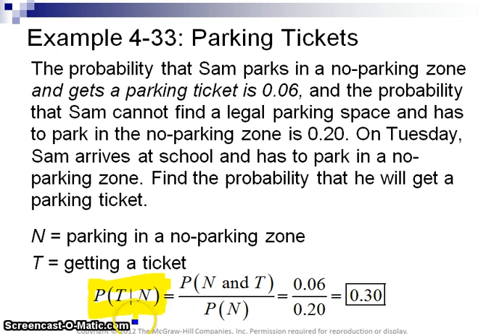Now, to solve this problem, we go back and use our formula. Our numerator is the probability of N and T. This is where we're going to have to be very careful in reading these problems, because up here at the very beginning it tells us the probability that he parks in no parking and gets a parking ticket. So it's telling us that and statement. And gets a parking ticket is this number, 0.06. So that's our numerator. The probability that he parks in a no parking zone, that's going to be the 0.20. And we're just going to plug into the formula and simplify to get 0.30.